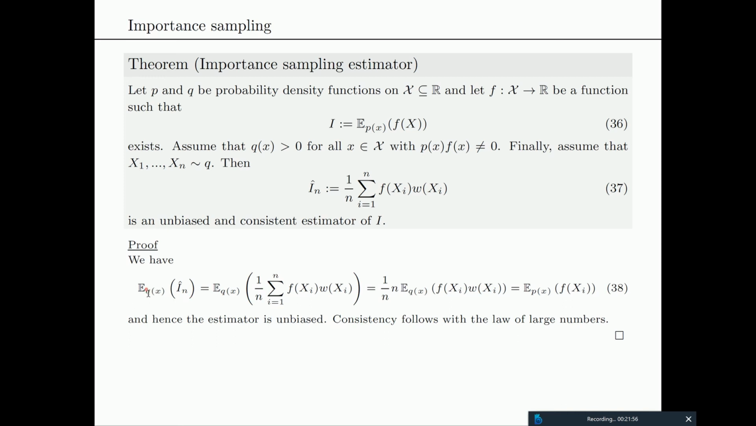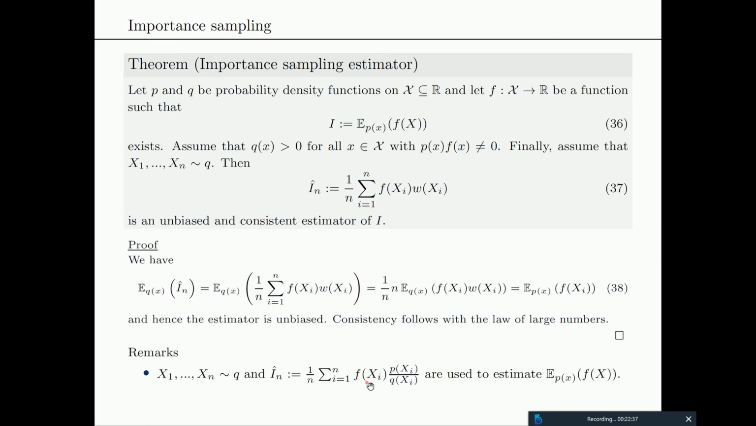So this again shows that this is unbiased. If you evaluate the expected value of this estimator under q(x), and of course you need to plug that in, get the q(x) into that, we've already seen on the previous slide that this is the same, and hence you have an unbiased estimator. And then, lazy as I'm known to be, consistency follows with the law of large numbers.